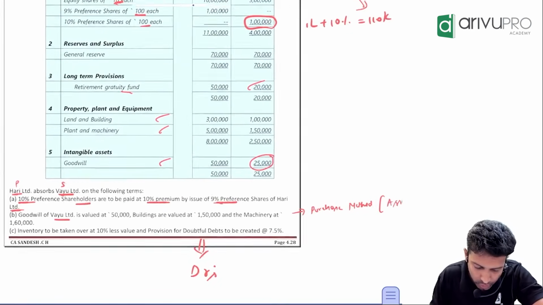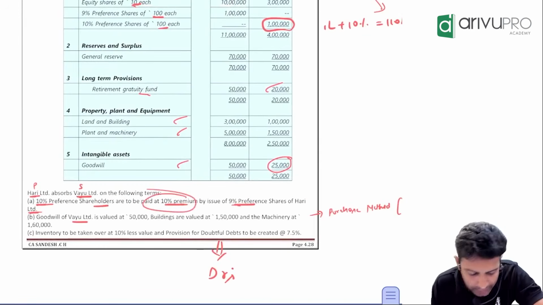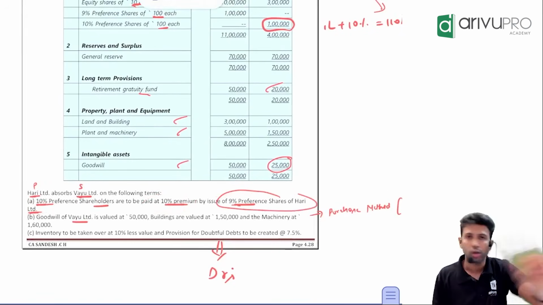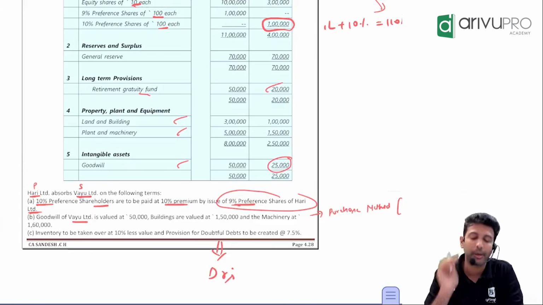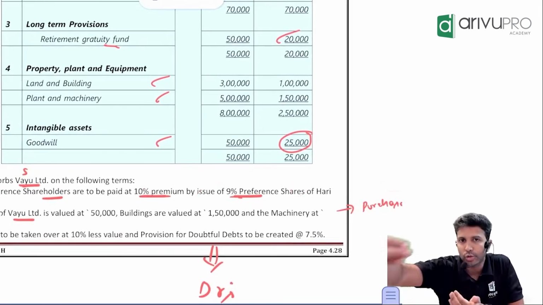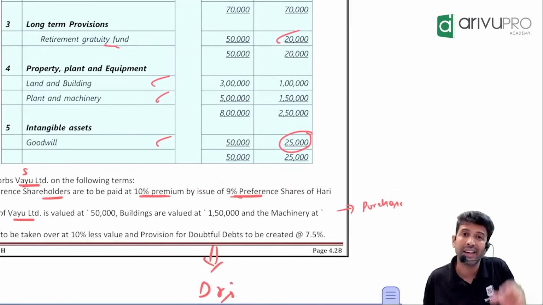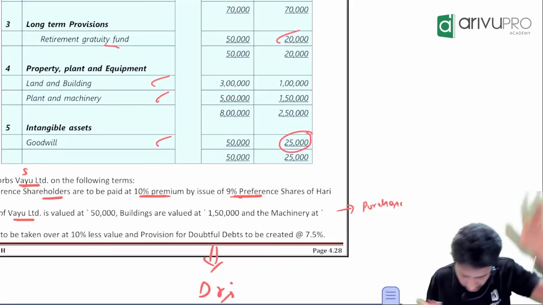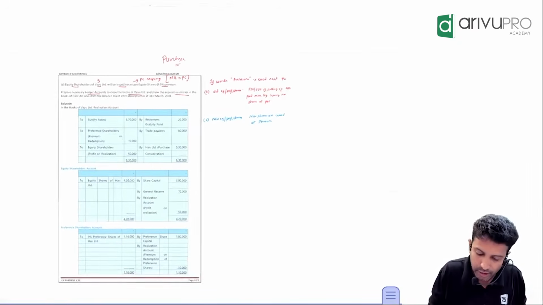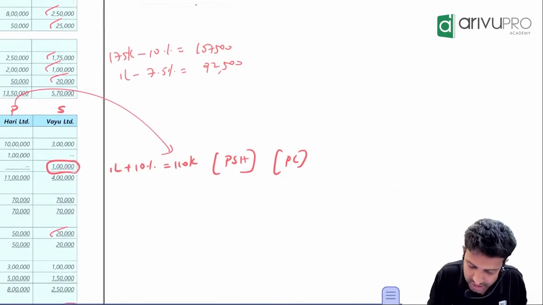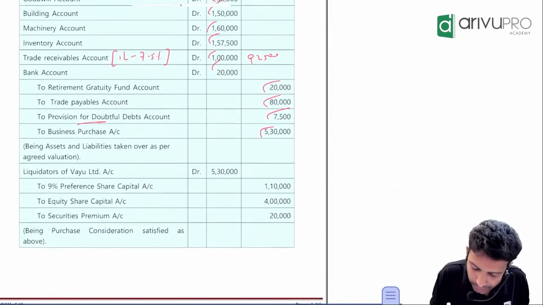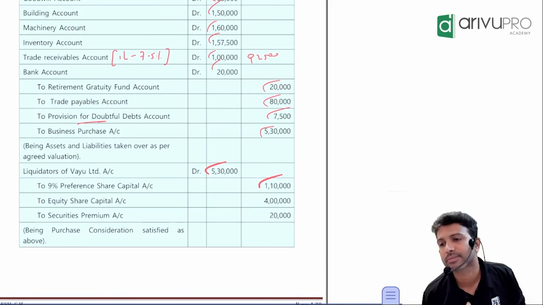To the preference shareholders, we said preference shareholders are to be paid at 10% premium by issuing what? 9% preference shares of Hari Limited. So, one form of purchase consideration is settled by issuing new preference shares. When a company issues new preference shares, for that company it is preference share capital. So, you will credit what? 9% preference share capital. To what extent? How much did we give as preference shares? So to preference share capital, we will credit 1,10,000.